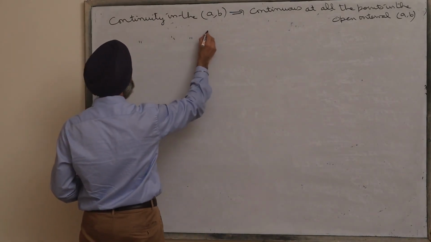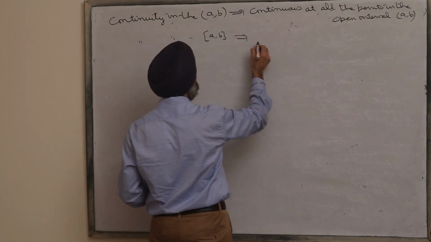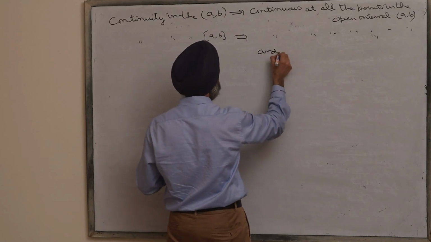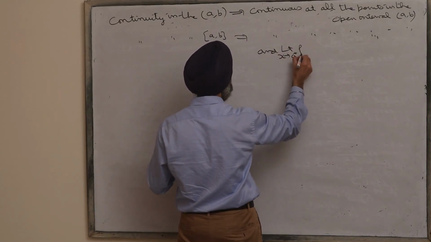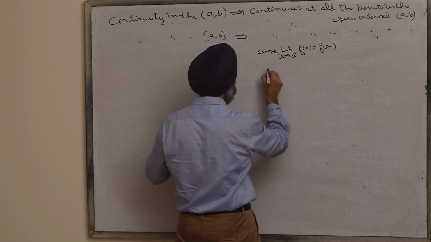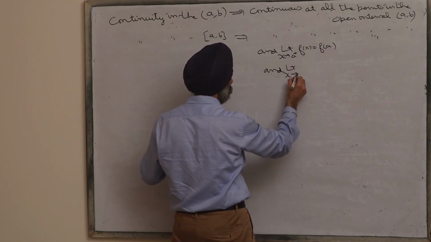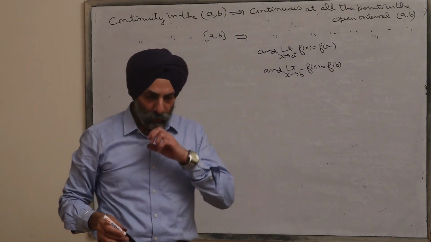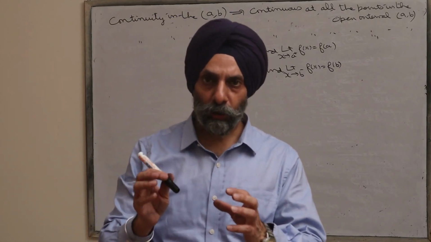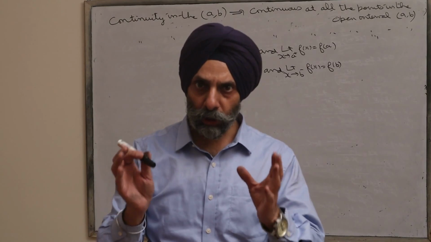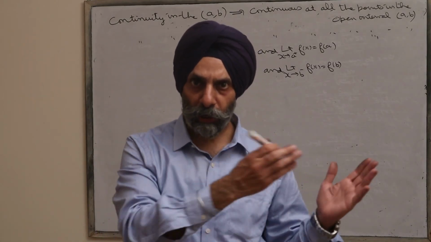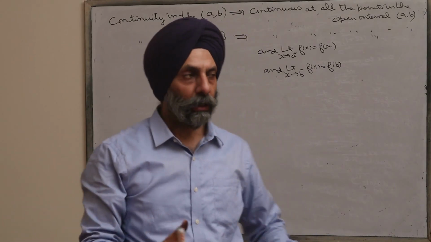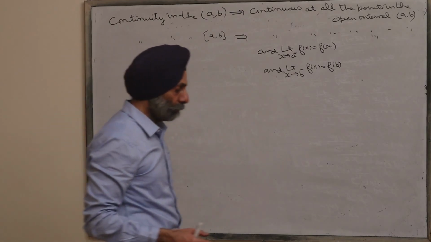and continuity in the closed interval AB implies continuous at all the points in the open interval AB, and limit x approaches to a positive f(x) is equal to f of a, and limit x approaches to b negative f(x) is equal to f of b. So what do you mean by that? That means function should be continuous everywhere in the open interval AB. It should be right continuous at a because you cannot go to the left of a, and it should be left continuous at b because you cannot go to the right of b. So that will make the function continuous in the closed interval AB.